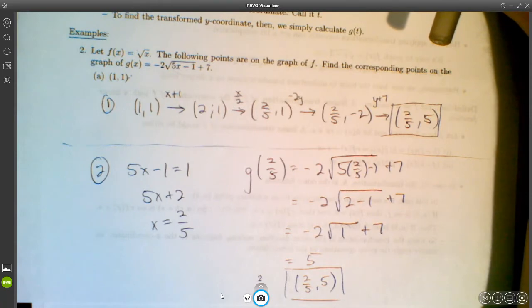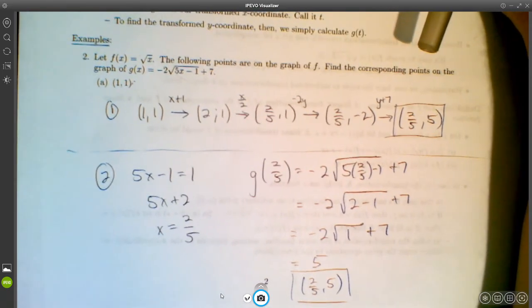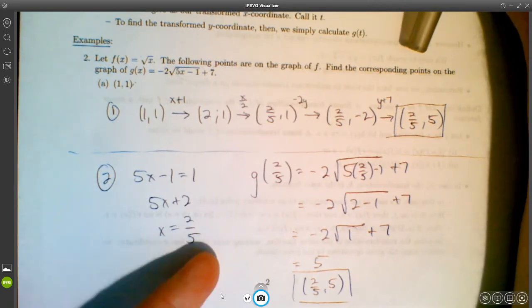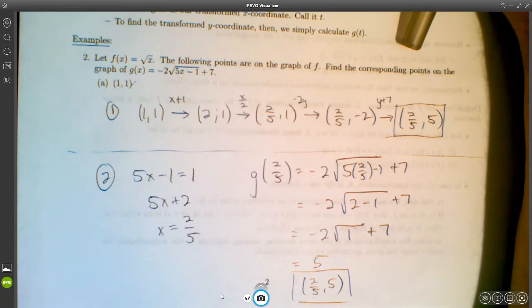I might stick to the first way. I think it doesn't take as much space on the page to do it. But if you like the second way better, do it the second way. Okay.